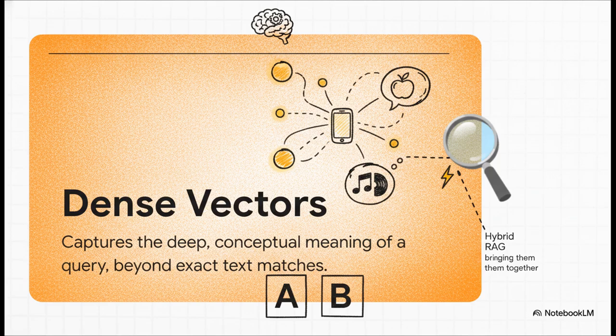To understand how it works, we just need to quickly define our terms. Traditional search, which you're definitely familiar with, relies on exact text matches, right? You search the word apple, it looks for the word apple. We call these sparse keywords, and the system uses indexes like BM25 to find them. But AI brought us dense vectors, which actually capture the deep conceptual meaning of your query. Dense vectors know that Apple might mean a smartphone, a piece of fruit, or maybe a record label, depending entirely on the context. Hybrid RAG just brings these two powerful concepts together.